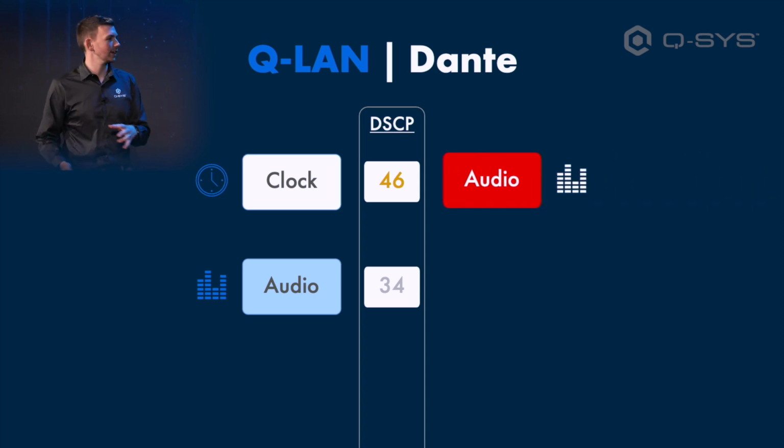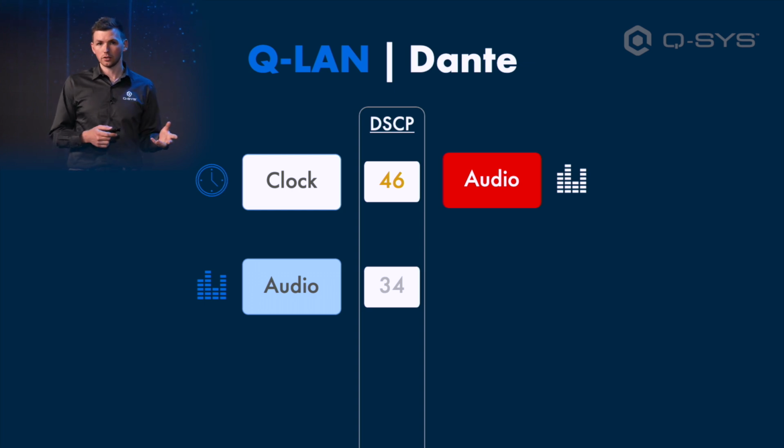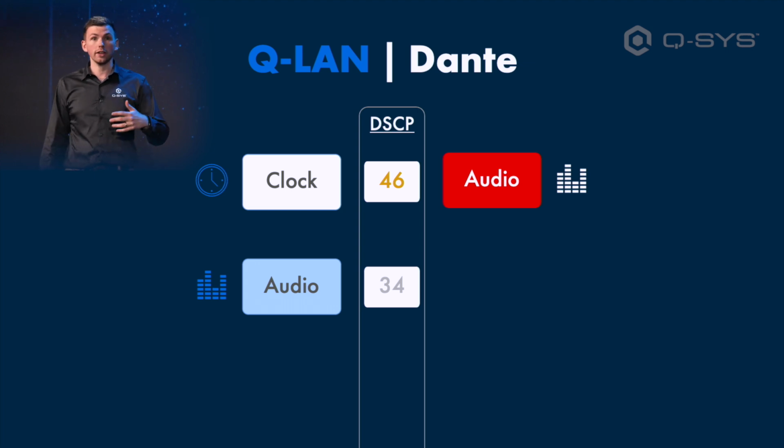Okay, so you've got your Dante audio coming in over here. It's tagged with 46, the same as the Q-SYS clock. Now, the thing is that the Q-SYS clock is very low bandwidth, right? It might just be a few hundred kilobits a second or something like that. It's really not lots of traffic. Whereas the Dante audio, it could be dozens and dozens of channels.